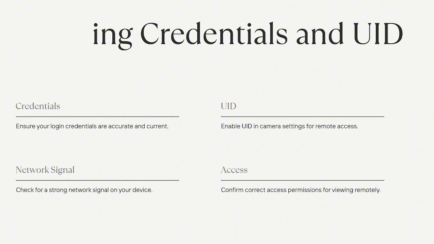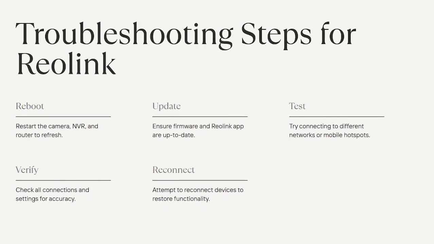Next is network and router troubleshooting. Temporarily turn off antivirus, firewall, or VPN on your viewing device or router, as they can block some connections. We'll also open the UDP ports on your router, and contact router support if you are unsure about the port forwarding. You can also disable virtual LAN or VLAN, or access point isolation on your router.